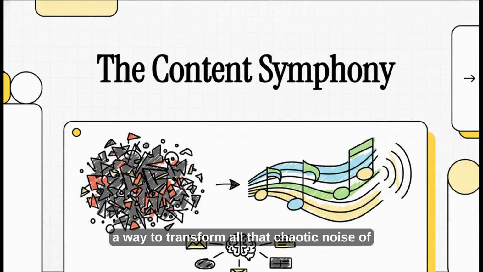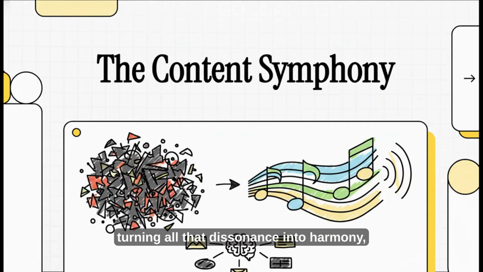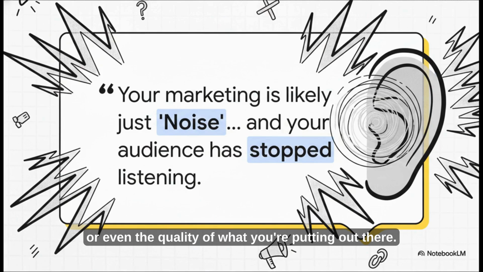A way to transform all that chaotic noise of digital marketing into something like a perfectly orchestrated piece of music. We're going to learn how to conduct a content symphony, turning all that dissonance into harmony and all that distraction into deep, focused attention. Just let that sink in for a second. This isn't about how hard your team is working, or even the quality of what you're putting out there. It's a diagnosis of the environment we're all swimming in.